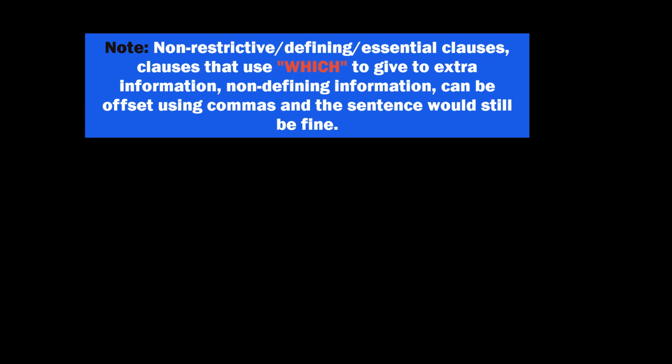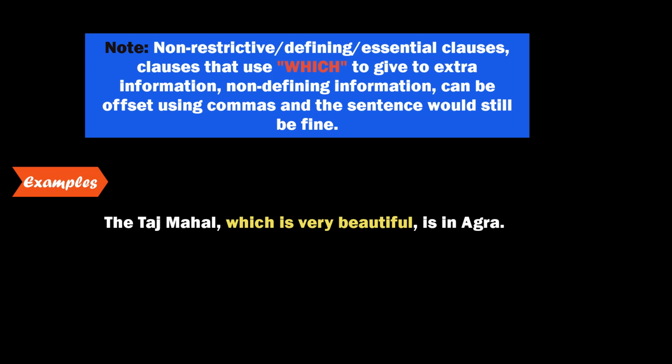But non-restrictive clauses can be taken out of the sentence because they give non-defining information about the noun that they modify, and that is the reason we offset them using commas. Let me give you some examples. The Taj Mahal, which is very beautiful, is in Agra. Which is very beautiful is my non-defining clause giving information about the Taj Mahal. But we already know what the Taj Mahal is. So even if you take this clause out of the sentence, the meaning of the sentence doesn't really change. The Taj Mahal is in Agra. We already know what the Taj Mahal is.